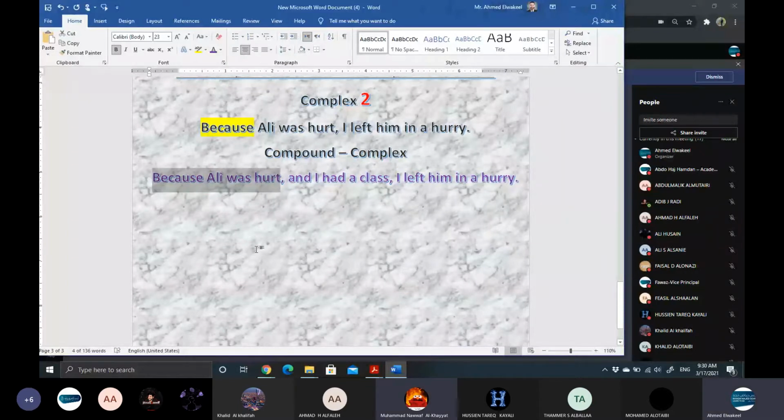Dependent clause, bravo. And "I had a class" is called independent. "I left him in a hurry" is what? Independent. So simply what you have right now is a dependent clause, an independent clause, and another independent clause. So we have what? Two independent and one dependent.